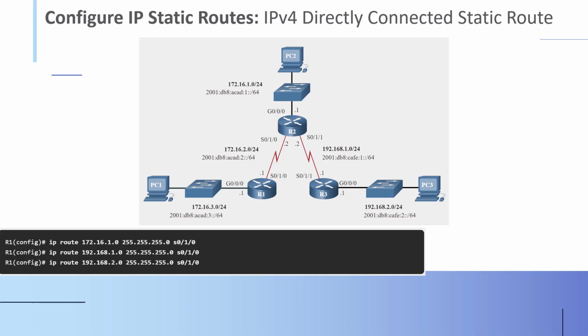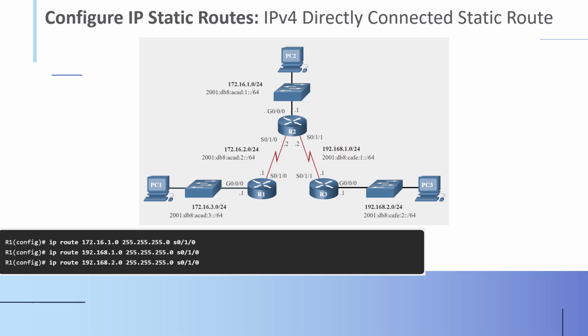And for the last one, we say that we are configuring a static route by using the IP route command to reach the network 192.168.2.0 with the subnet mask 255.255.255.0, using the interface serial 0/1/0 of router 1, which is the interface we have to forward the packets.